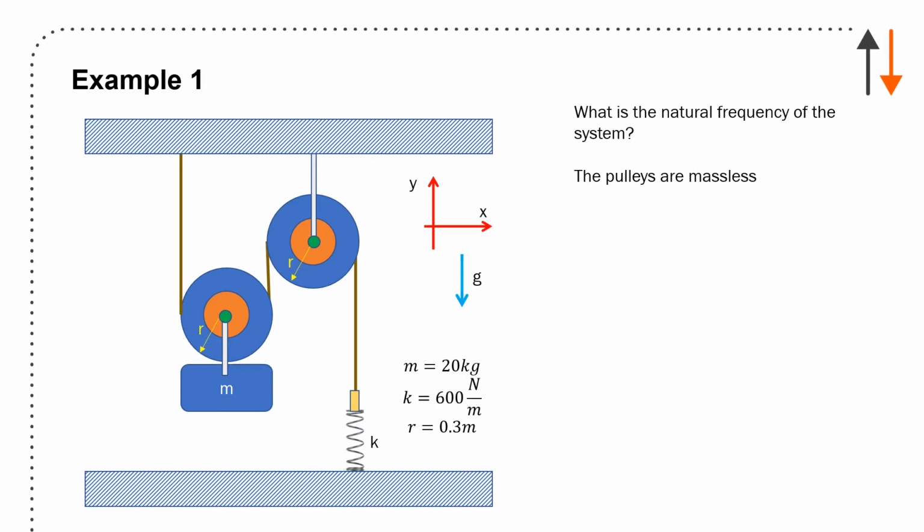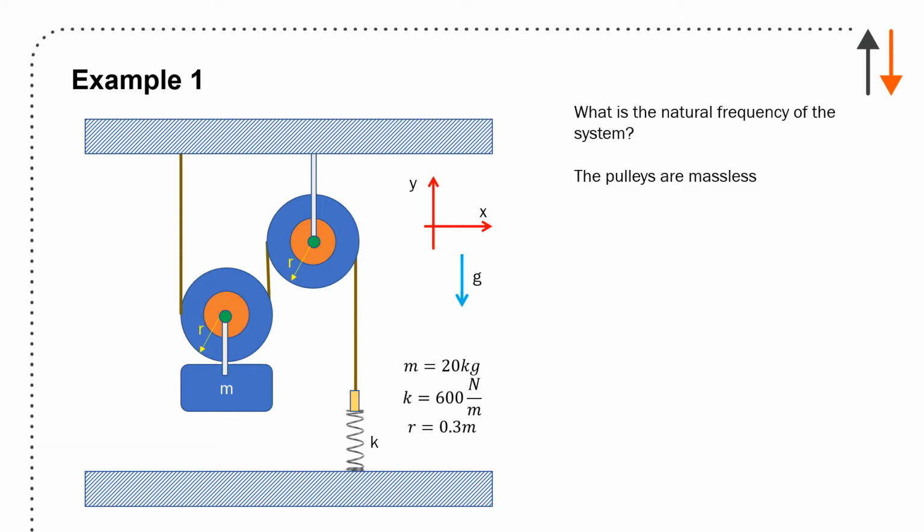So we have here a pulley system. It consists of 2 pulleys, one which is free to move up and down, one which is attached to the ceiling. A mass is attached to one of the pulleys. That mass is 20 kilograms. The radius of the 2 pulleys is given as 0.3 meters. And you have a spring at the very bottom where you're going to get stretch, and that has a spring constant of 600 newtons per meter. You're given the axial directions x and y and g, which is acting downward.